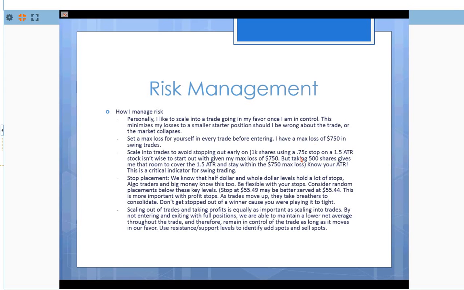So for example, if we take 1,000 shares with a 75-cent stop on a 1.5 ATR, that's not going to be great for maintaining a 750 max loss. It's going to end up being about twice that if I give the trade the full room that it deserves based on the ATR. But if I take 500 shares on that same stock with a 1.5 ATR, then I can stay within my $750 max loss, because if it drops 1.5 points on us, I'll lose that $750. So that's how I would determine my position size.